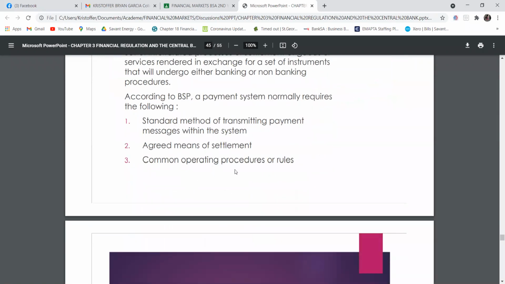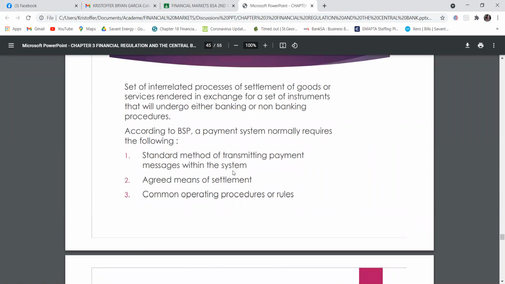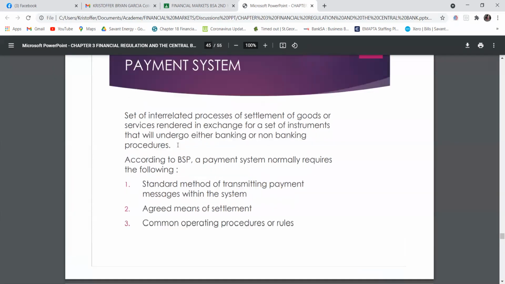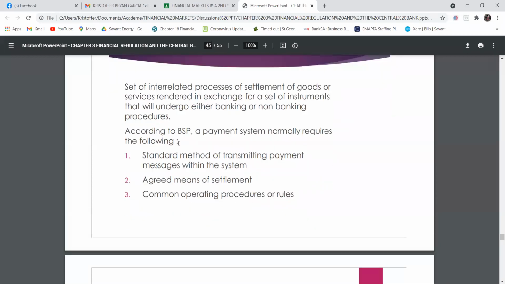And then common operating procedures or rules. So syempre it's more on rules lang talaga. So like for example, kailan ka ba magbabayad? 50% ba? And then 100% upon delivery? Or kung hindi ka ba makabayad, may penalty ba? So more on like that lang. So yun lang yung tinutukoy dito sa payment system.